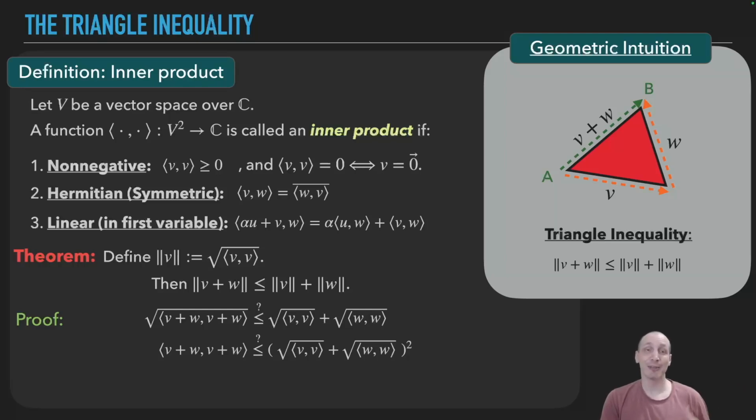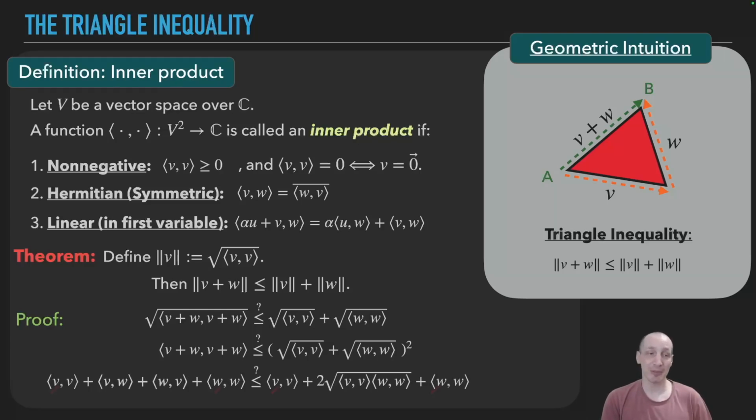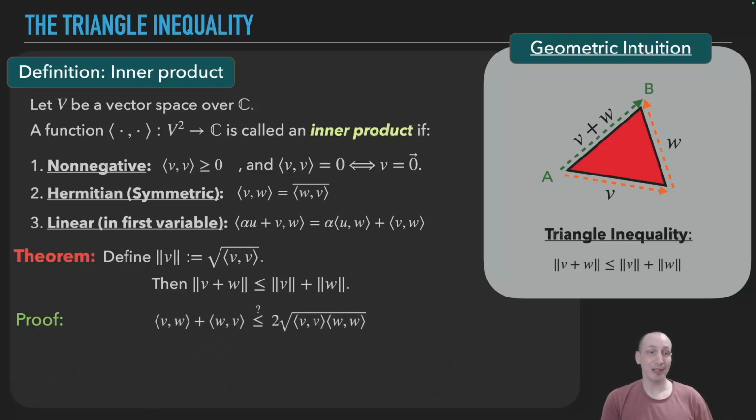Already the left-hand side is much easier. The right-hand side still needs a little bit of work. So we have brackets on both the left-hand side and the right-hand side, so we can open them up. And finally, we can cancel some of the terms: the inner product of V by itself and the inner product of W by itself. All in all, the triangle inequality is equivalent to this inequality.